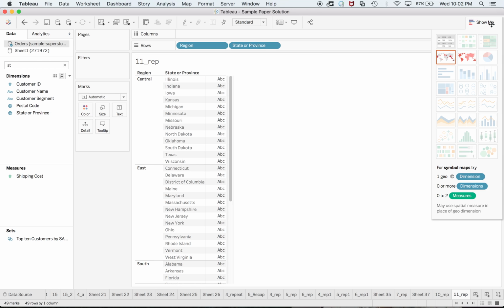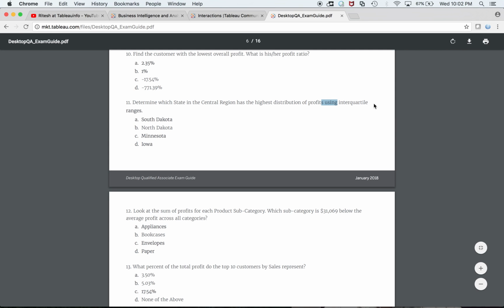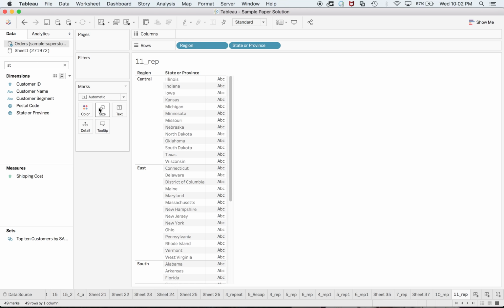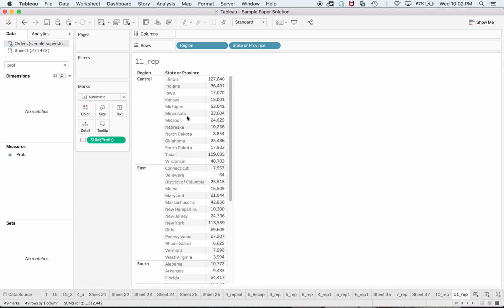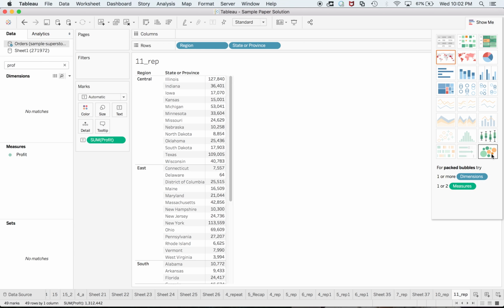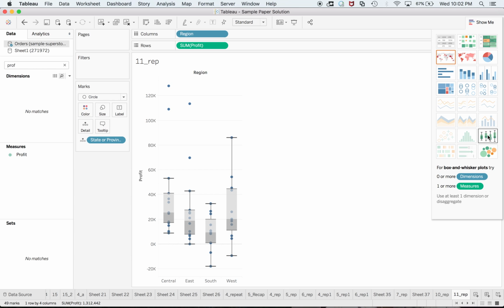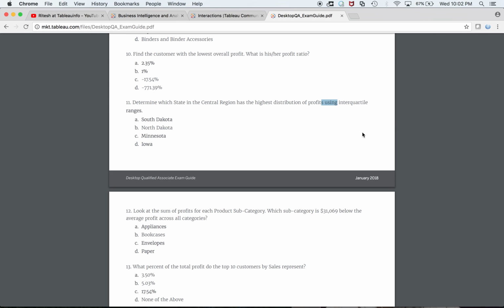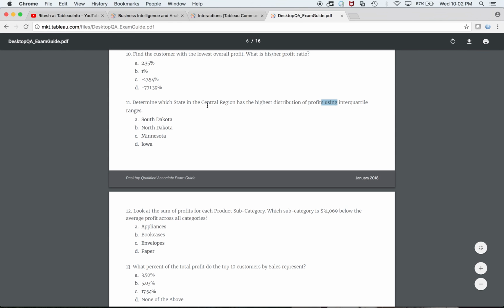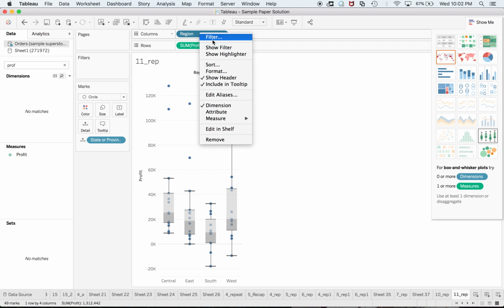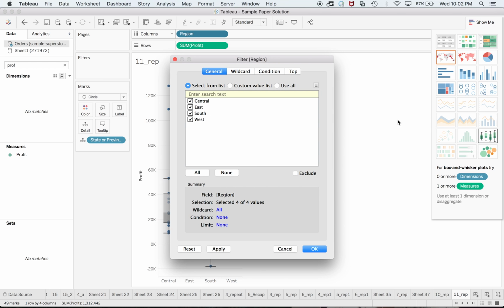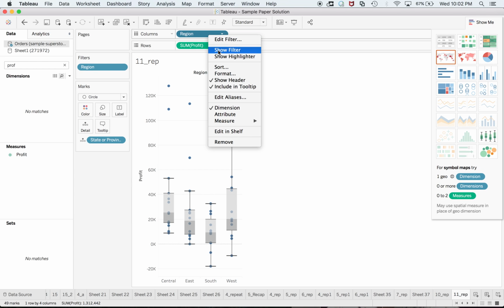Now, okay, what is the measure? Profit. Now if you do show me, it is enabled. Earlier it was not. So you are in a position to make use of box and whisker plot. I'll do this. Do we have any other element which is stayed in the central region? So region has to be filtered. Now with show filter.